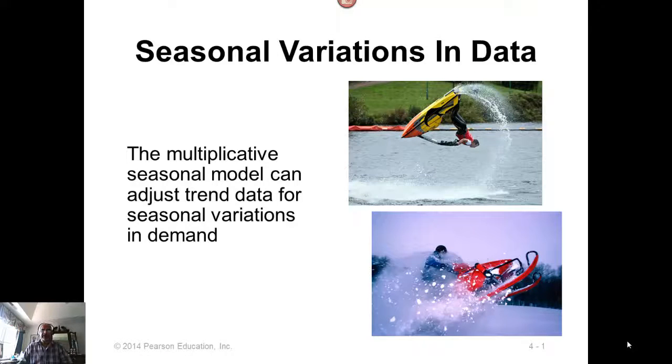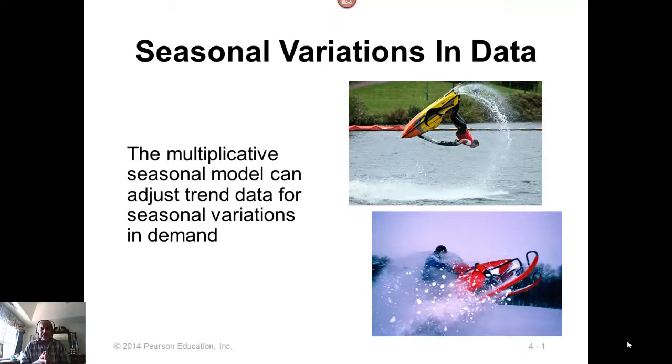Next is seasonal variations in data. So far we looked at no seasonality, no trend, just random fluctuations. We used naive, moving average, weighted moving average, exponential smoothing for that case. We looked at trend projection using regression analysis. So now we're going to include seasonal variations in data as well.